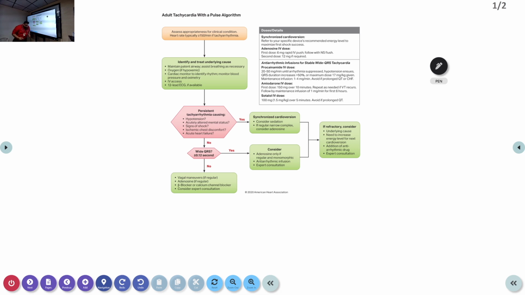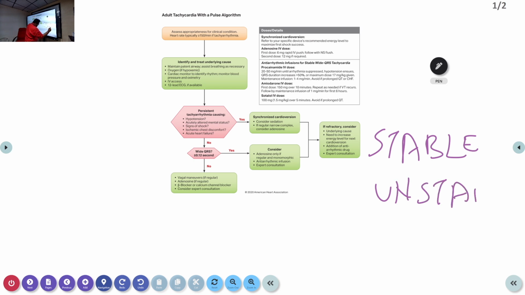Now you have understood that this patient is having a tachycardia. Whenever you see a tachycardia, the next question that should arise in your mind is whether the patient is stable or unstable. Any tachycardia, whether stable or unstable, the treatment is totally different. So the treatment depends upon the patient's stability. That is the first thing that you need to remember.